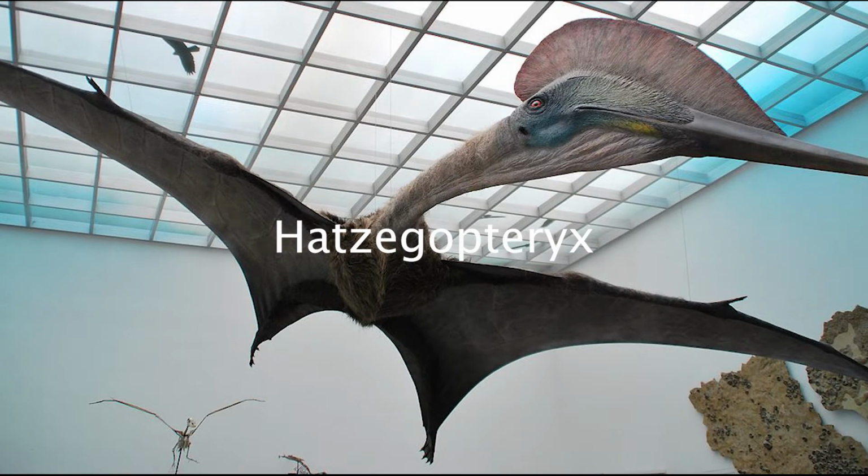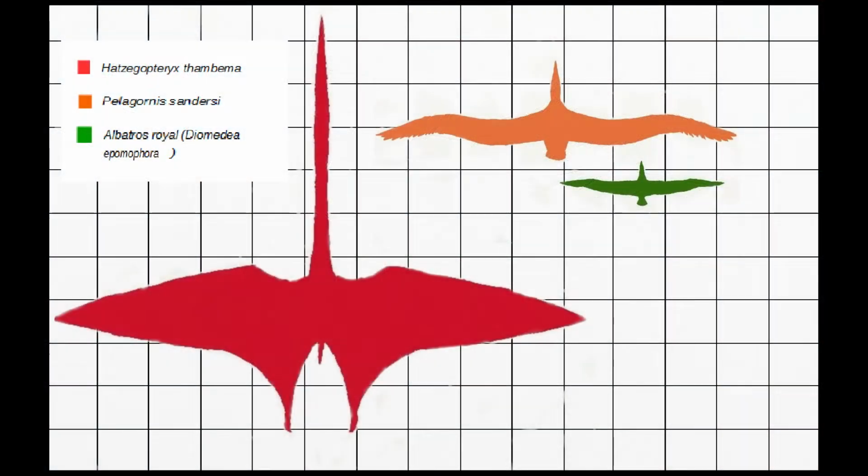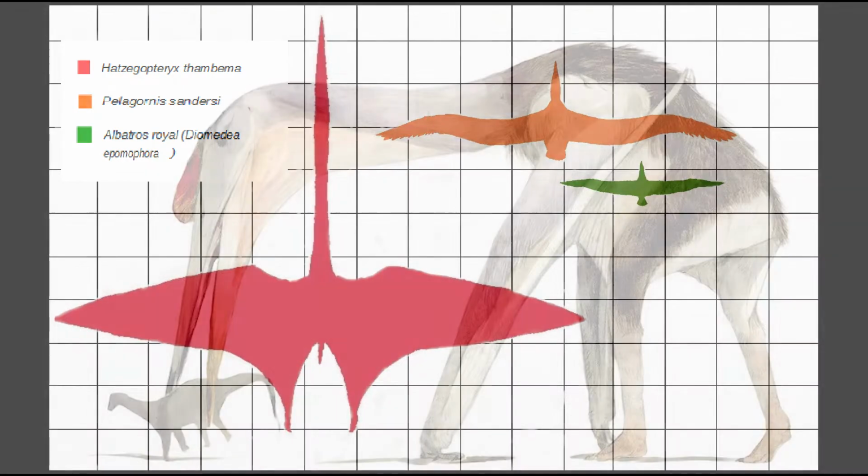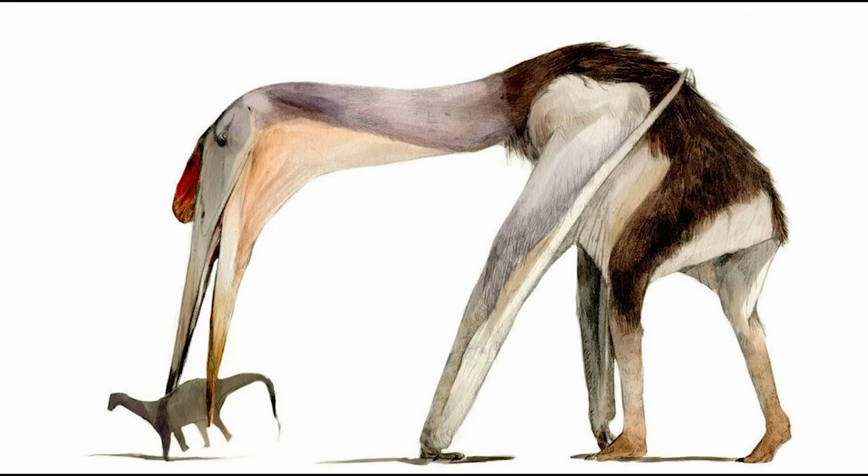Hatzegopteryx was a humongous creature with a wingspan of 10 to 12 meters and a neck that was 1.5 meters long. This creature was most definitely the apex predator of its niche, as the generalist of the island called Hateg, which is an island known for its dwarf dinosaurs.